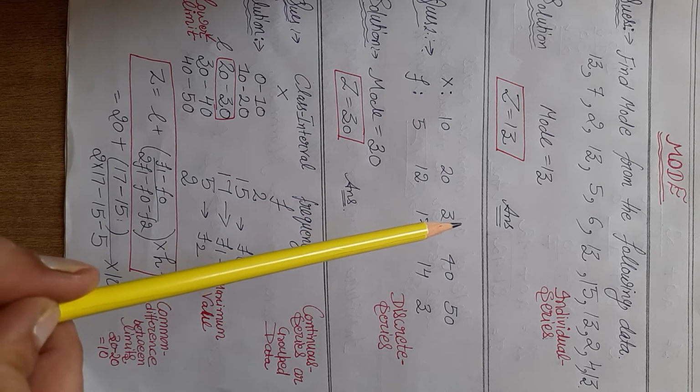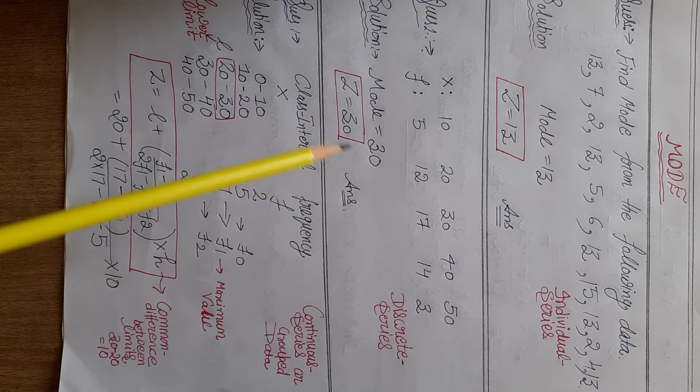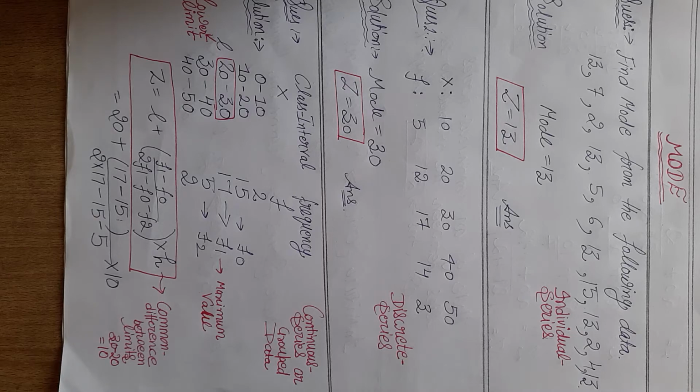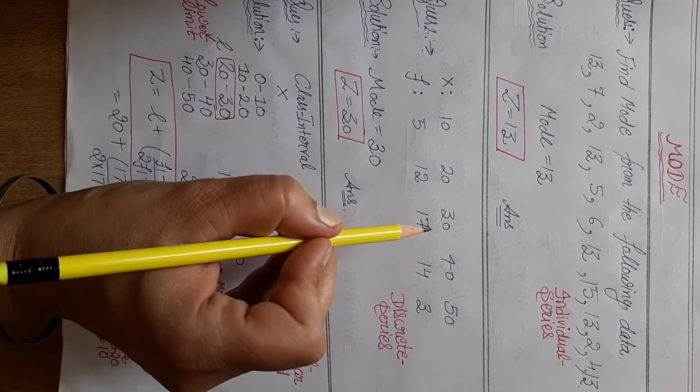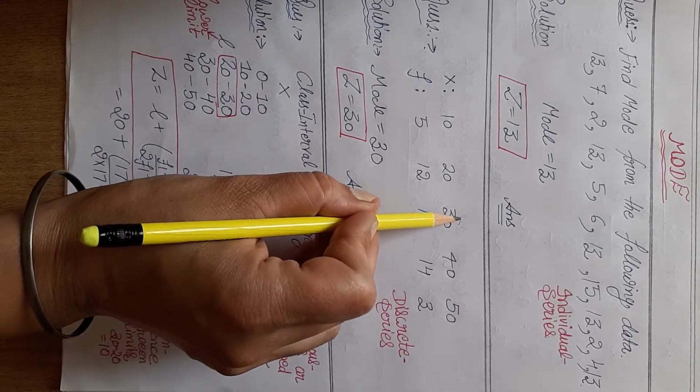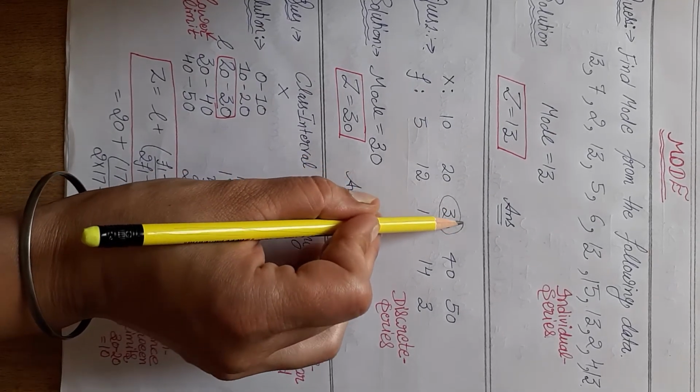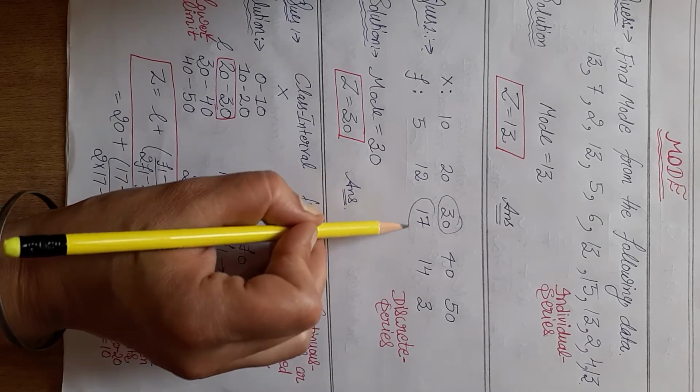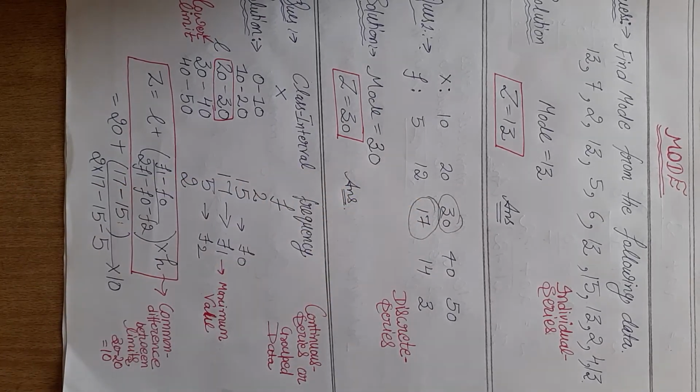Now we take 30 as our mode. Why? Because in the mode we find the value in the variable x that is in front of the maximum frequency 17. Okay. Now we move on to our third type of series, that is continuous series.